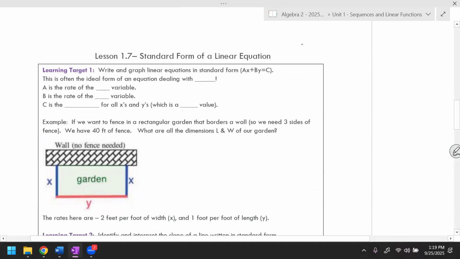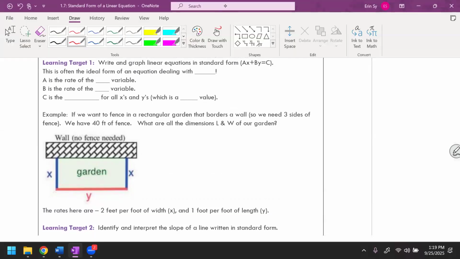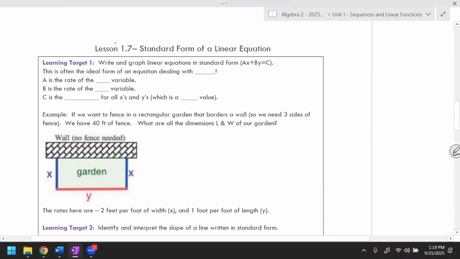Let's switch to a new color. Okay, purple. There we go. So we have a new form for our lines. We are already familiar with y equals mx plus b. The name of this form is slope-intercept. We are also familiar with y minus y1 equals m times x minus x1, and this is our point-slope.